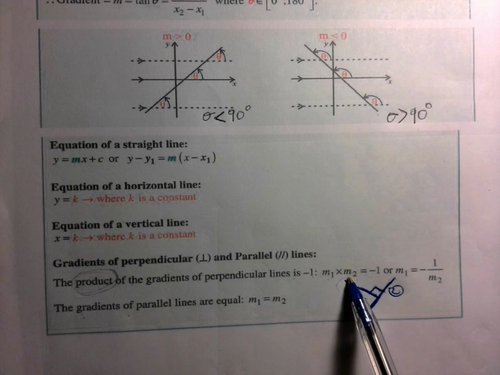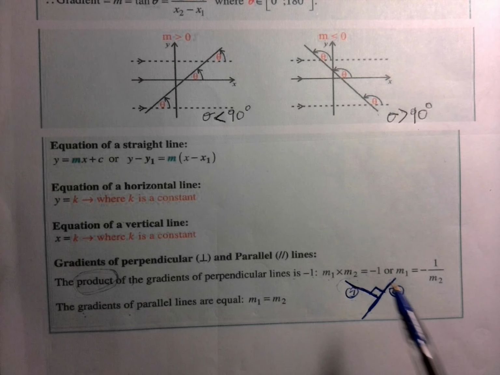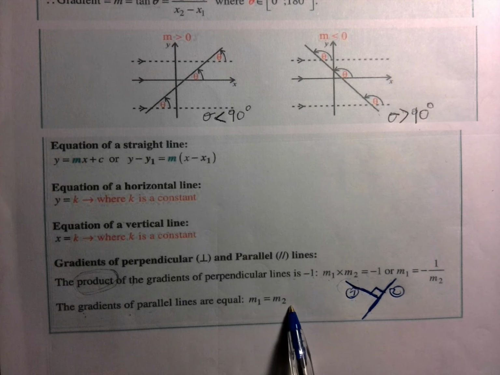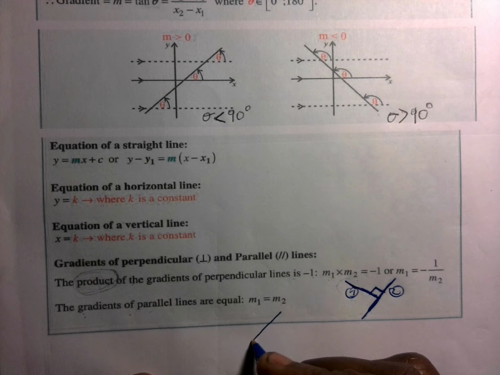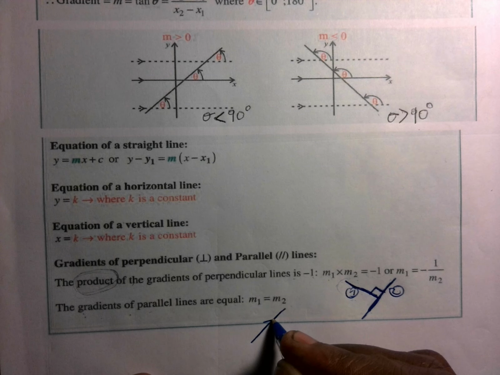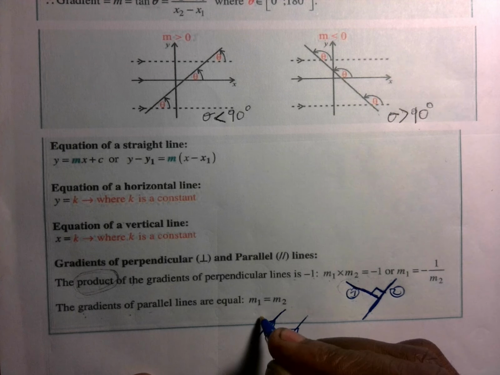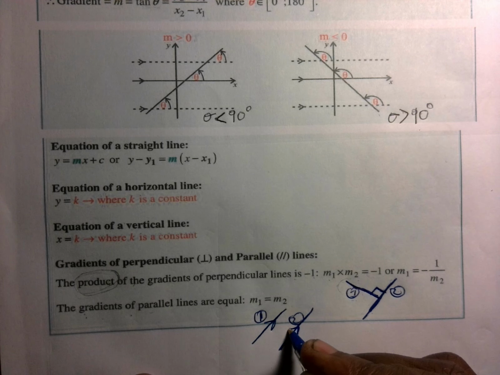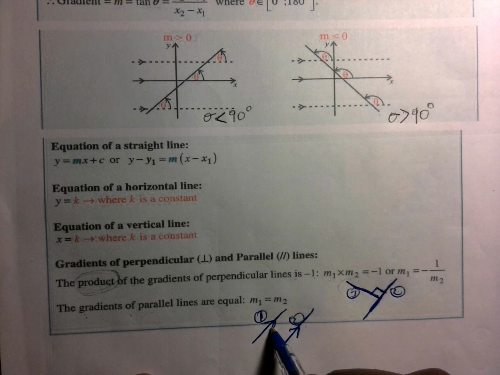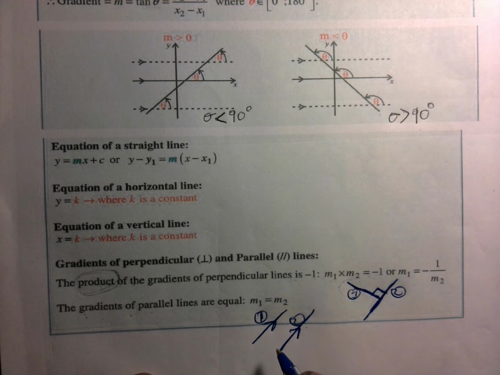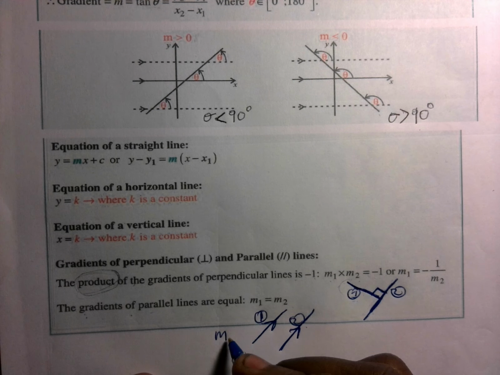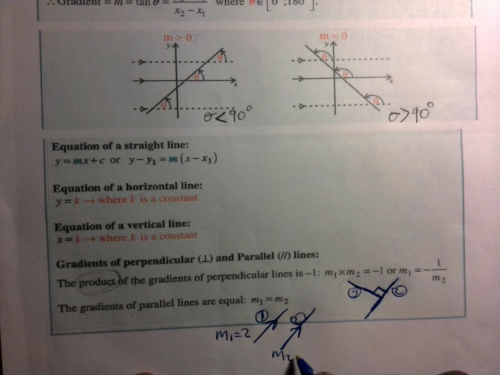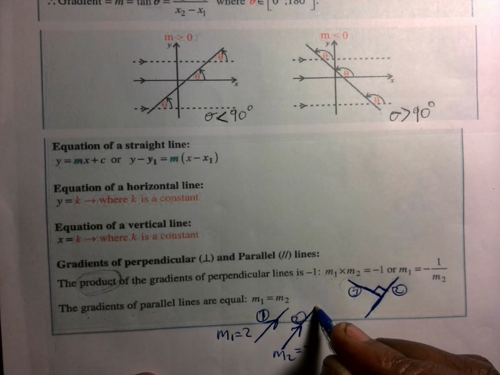Now, the gradients of parallel lines are equal, m1 equals m2. So if we have two parallel straight lines like this, this is line 1, this is line 2, then we know that the gradient of the two lines is the same. Let's say m1 is equal to 2. That will mean m2 is equal to 2, simply because the two lines are parallel.